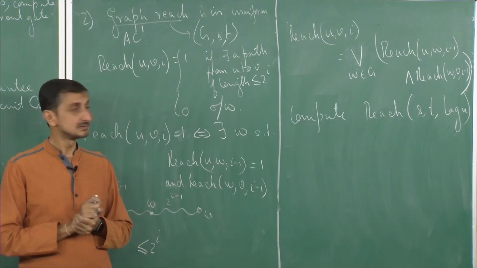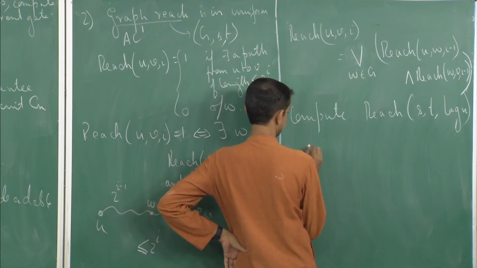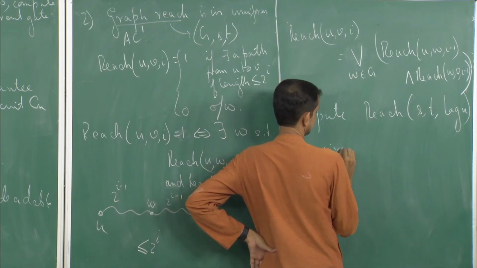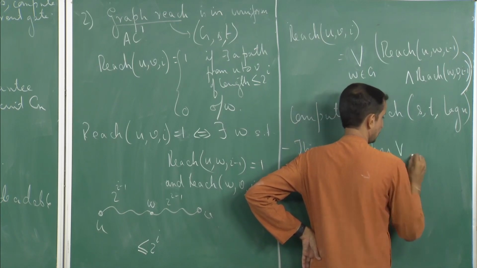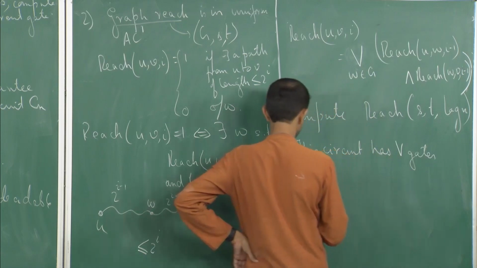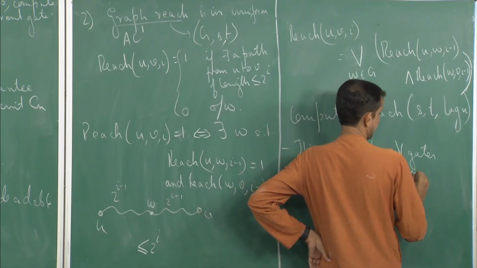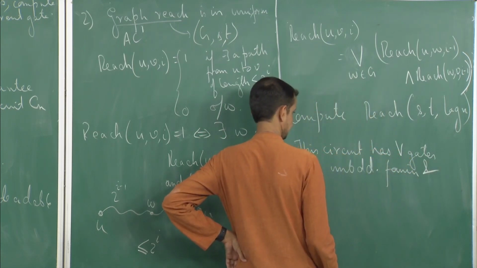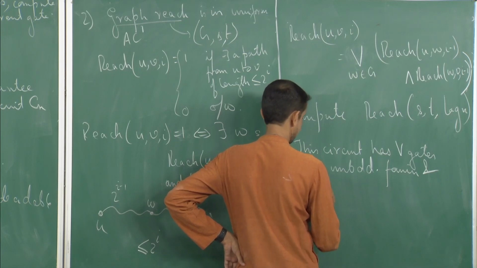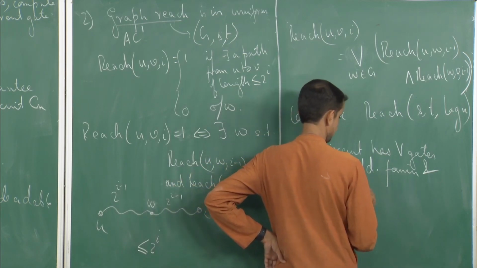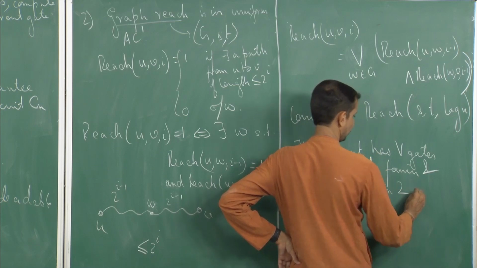The OR has this many gates, right. So this circuit has OR gates with unbounded fan-in and AND gates of, in fact, fan-in 2. Okay.